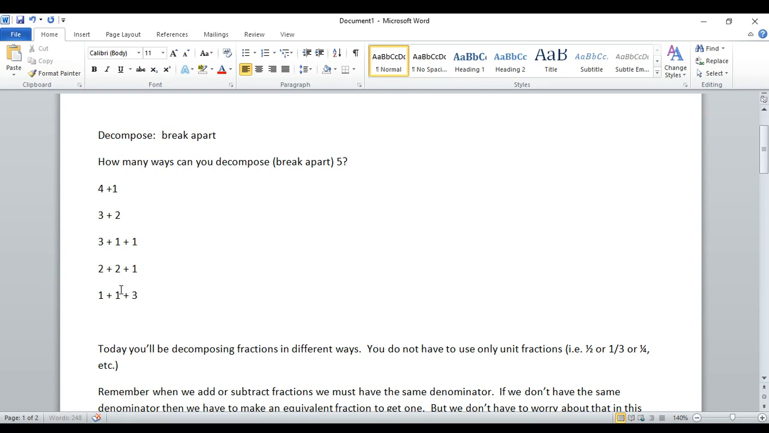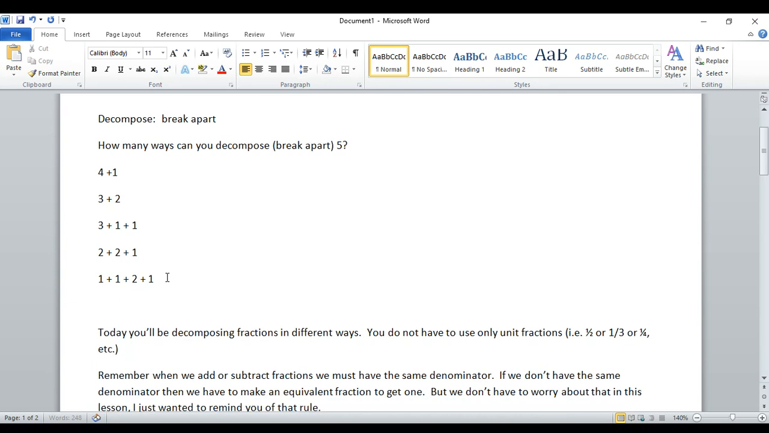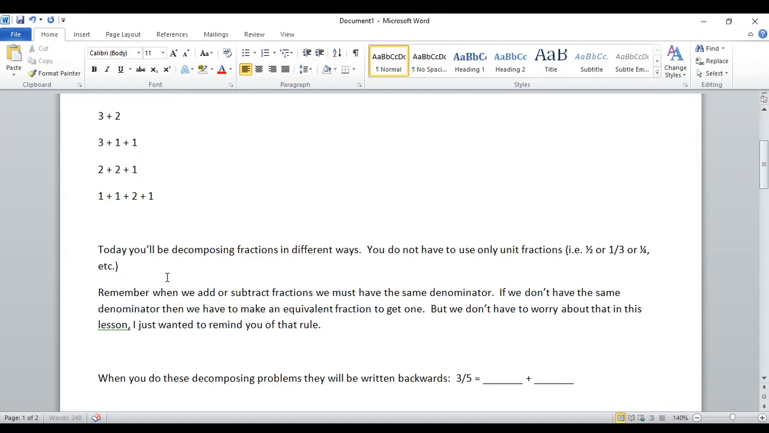I see I have that one up here too. So we could do 1 plus 1 plus 2 plus 1. So there's lots of different ways to do it. These all add up to 5. Well, the same concept holds true when you're decomposing fractions. Today you'll be decomposing fractions in different ways.